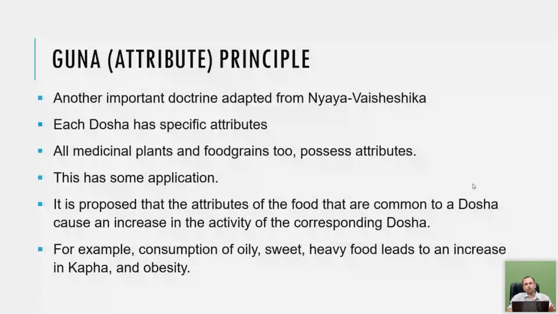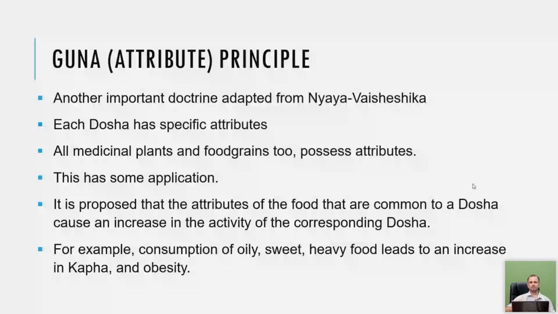For example, Tatra Ruksho Lakhushitaha, Khara Sukshmashchalonila, and so on. All medicinal plants and food grains too possess similar attributes. And this has some application. It is proposed that the attributes of food that are common to a dosha cause an increase in the activity of that corresponding dosha. For example, the consumption of oily, sweet, heavy foods leads to an increase in kapha, and thus it will lead to obesity.